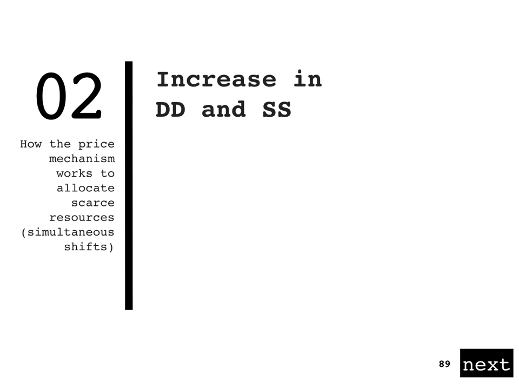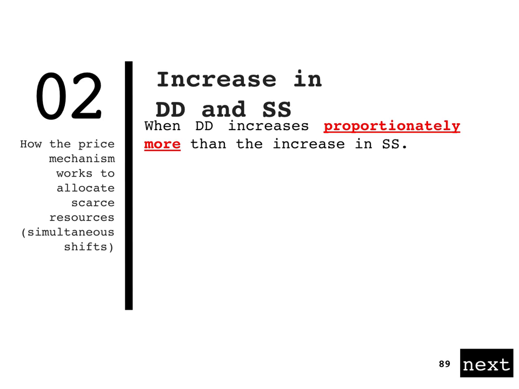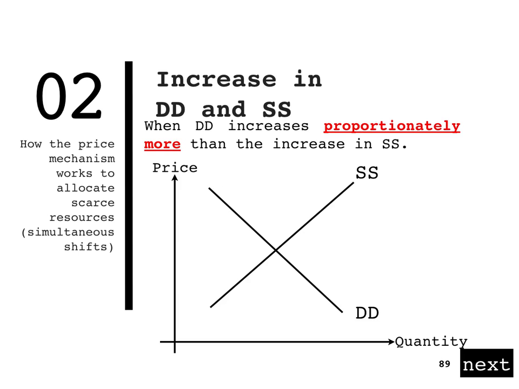Now, imagine if there is an increase in demand and an increase in supply at the same time. There could be three possibilities. Maybe the increase in demand could be proportionately more than the increase in supply. So what this means is that demand shifts to the right. This is the original equilibrium price and equilibrium quantity. Demand shifts to the right.